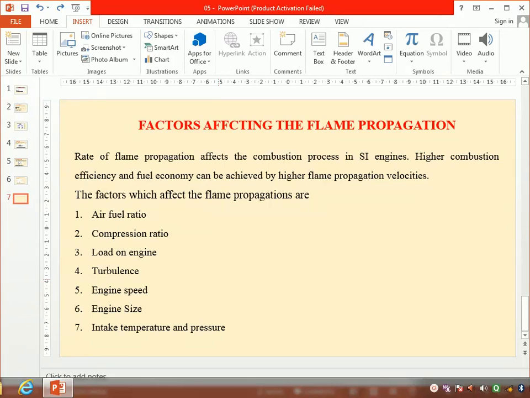Next, intake temperature and pressure. As the initial pressure and temperature increase, it results in a homogeneous air fuel mixture, and thereby it increases the flame speed or flame propagation. So these are the important factors which affect the combustion process along with the flame propagation and flame speed.